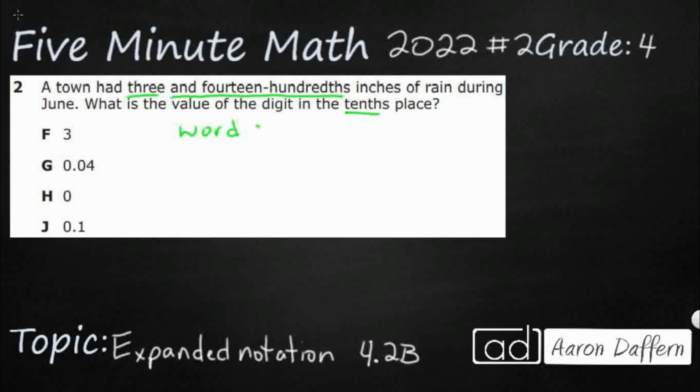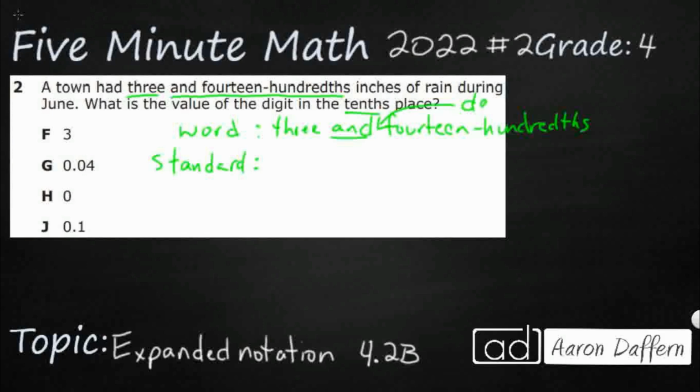So word form is going to be 3 and, and that's an important word there, 14/100ths. So what does that mean in standard form? Standard form is just what we would consider regular form, normal form. I'm just going to write it out in numbers. Well, 3 and. The reason I said that's important is because and is our placeholder word for decimal.